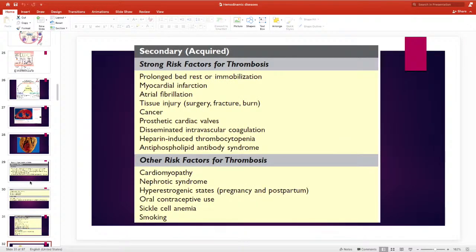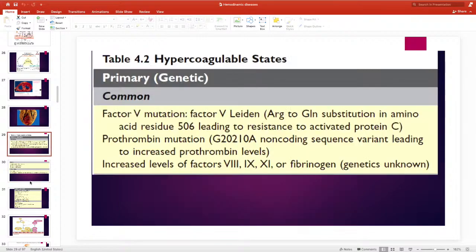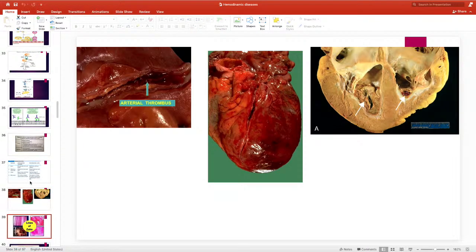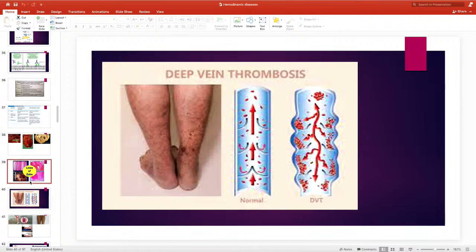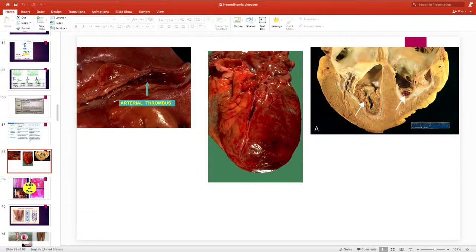Next, what I want to discuss with you, and this is really very important. What do you think? What is vegetation in the heart? Vegetations we can have because of multiple small thrombi in the heart or because of other reasons, but in this case I have to discuss vegetations which are thrombotic vegetations.